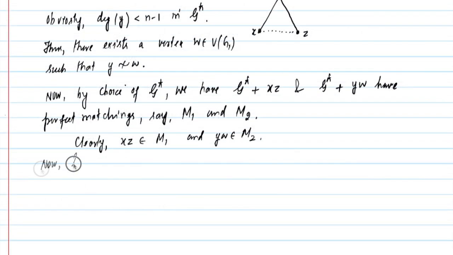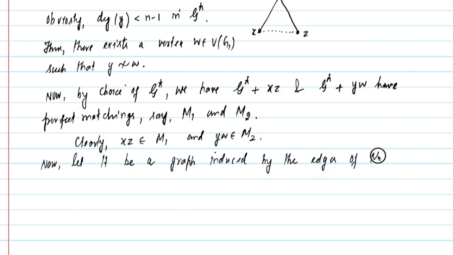Now let H be the graph induced by the edges of M1 and M2. In fact, we are constructing the graph H to be the graph induced by those edges of M1 and M2 which are not in both M1 and M2.